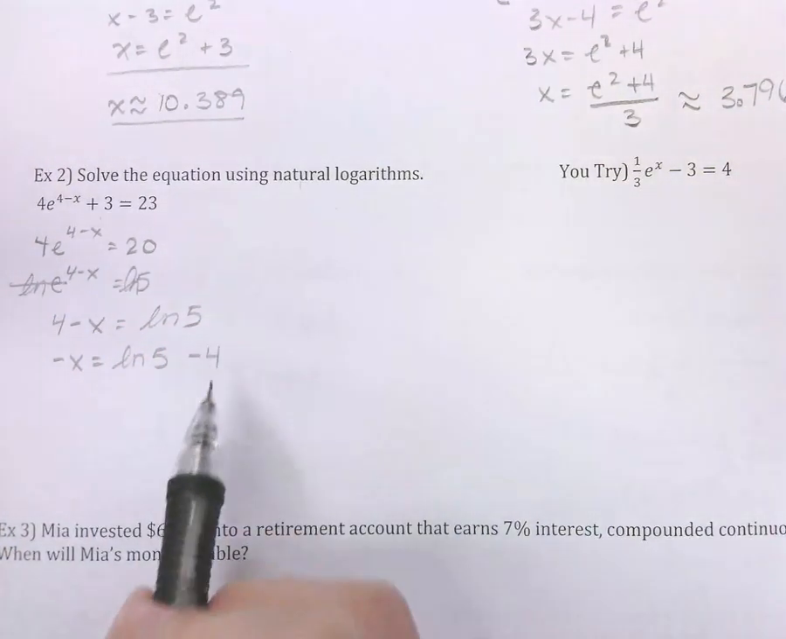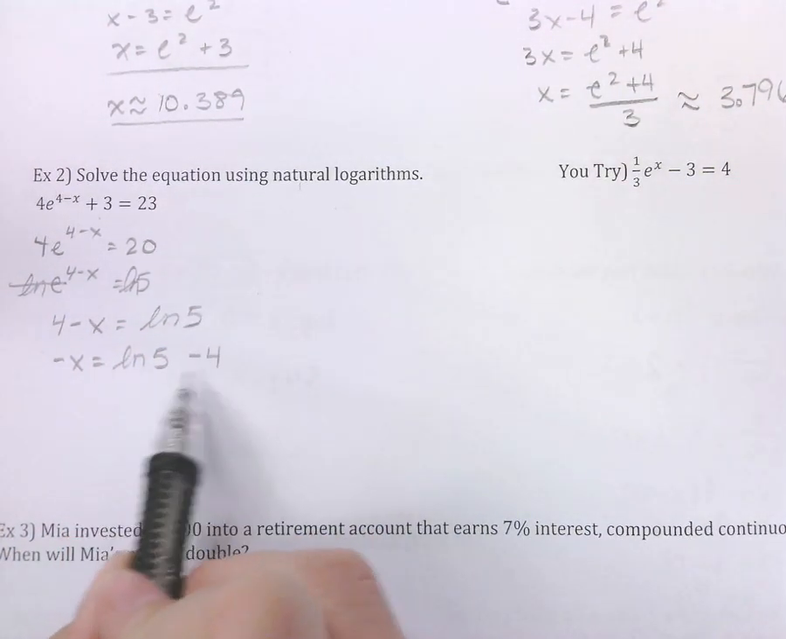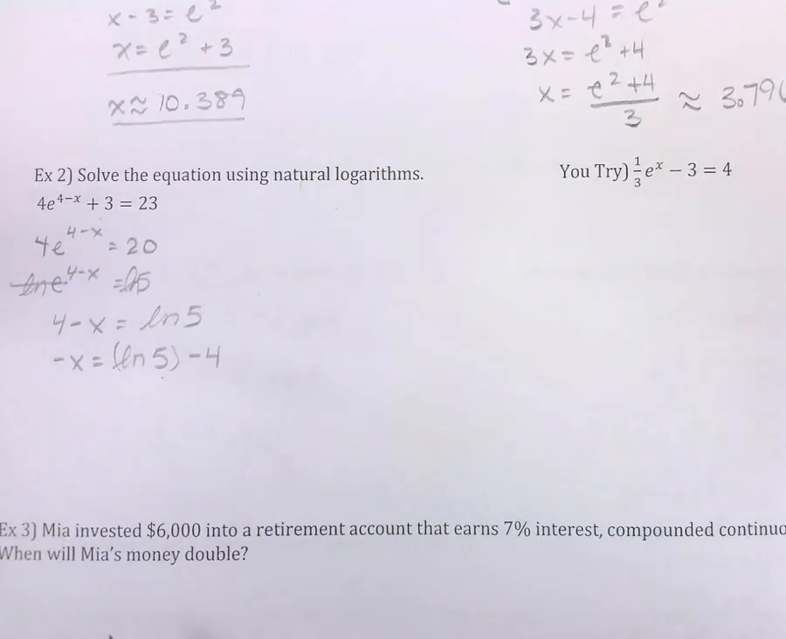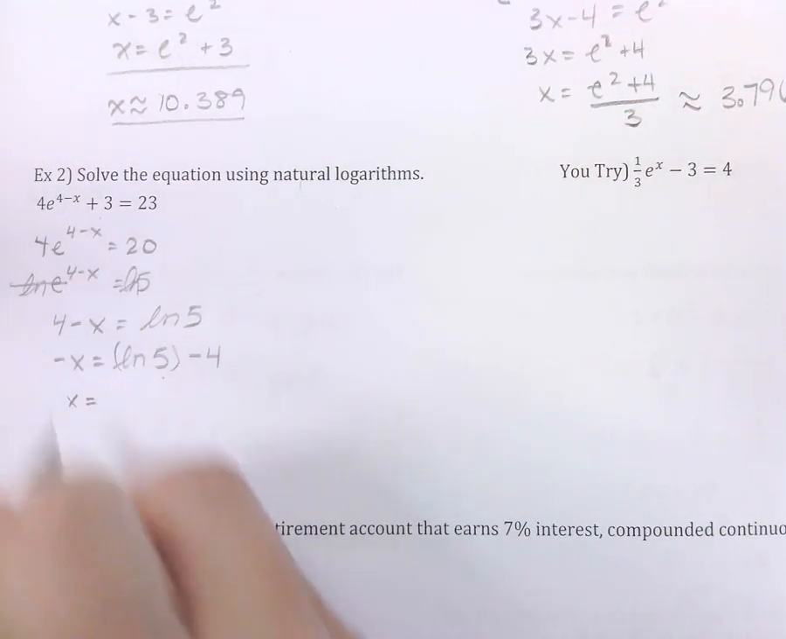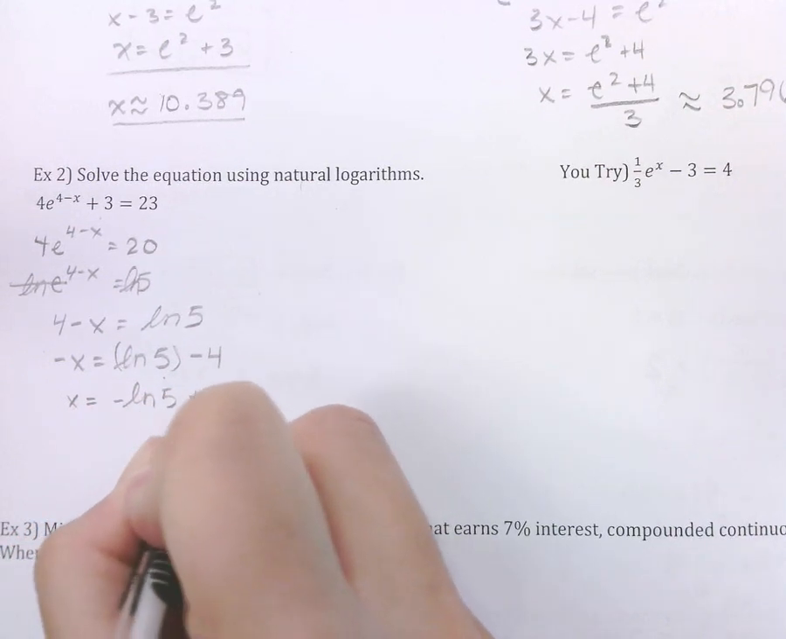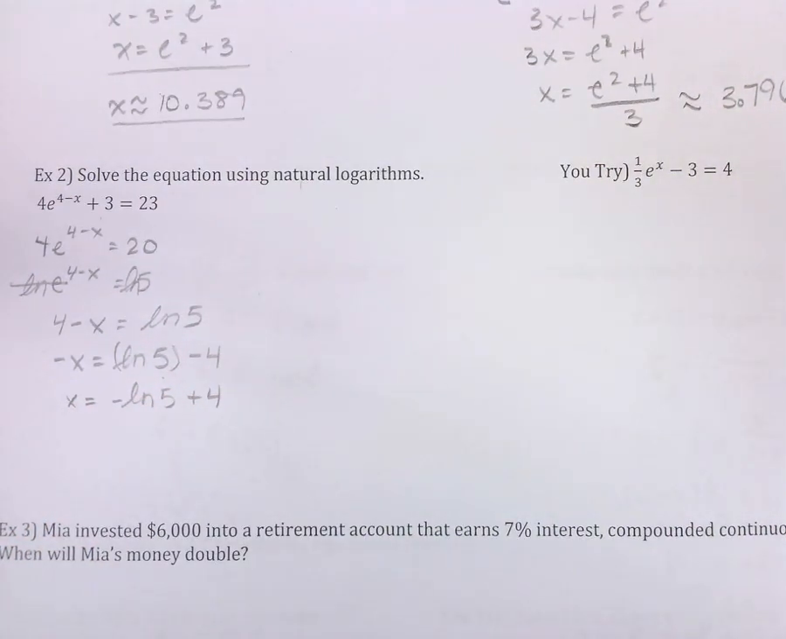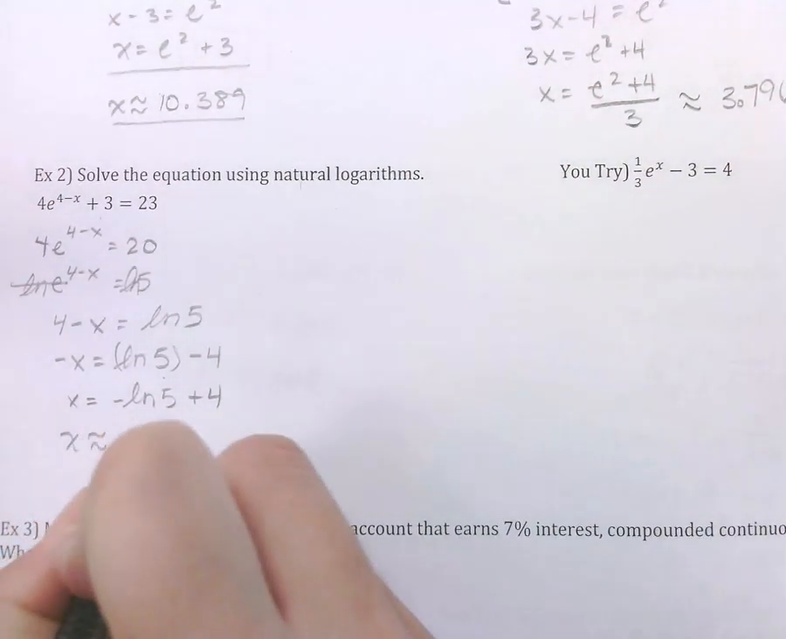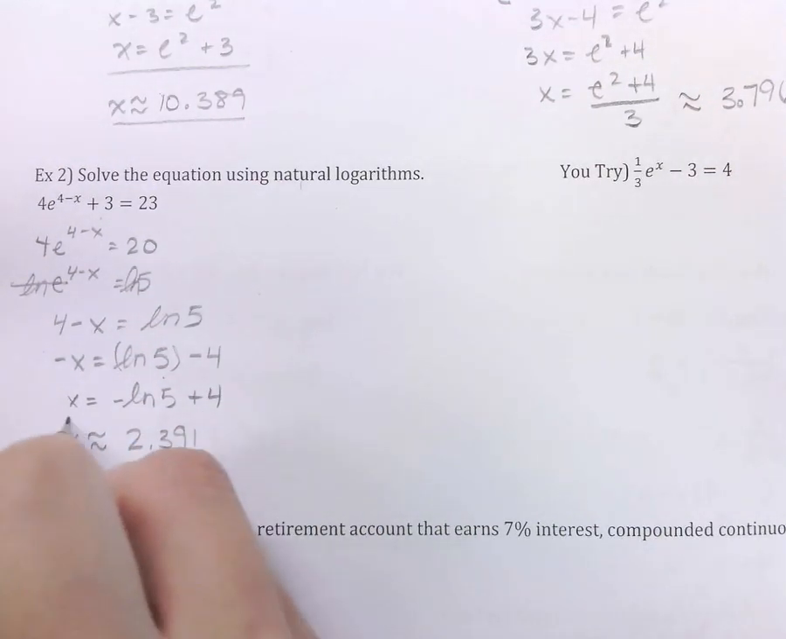Remember, do not combine this 4 with this 5, because this is not a 5. This is a natural log of 5. So don't combine them. And then you're going to divide by -1 to get rid of the negative sign in front of the x. So it makes the 4 positive, and it makes the natural log negative. So that is your approximate answer. Your approximate answer is 2.391.